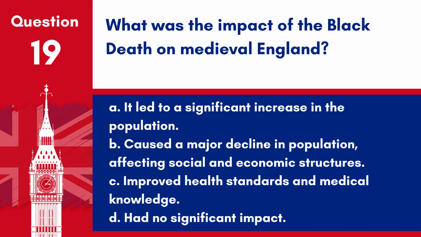Question 19. What was the impact of the Black Death on medieval England? A. It led to a significant increase in the population. B. Caused a major decline in population, affecting social and economic structures. C. Improved health standards and medical knowledge. D. Had no significant impact. Answer: B. Caused a major decline in population, affecting social and economic structures.